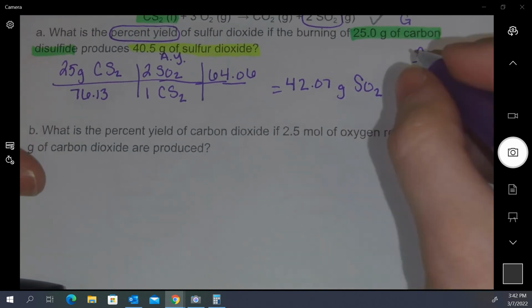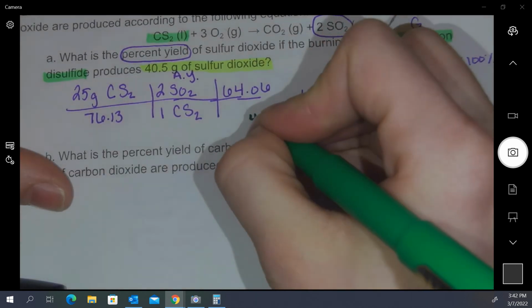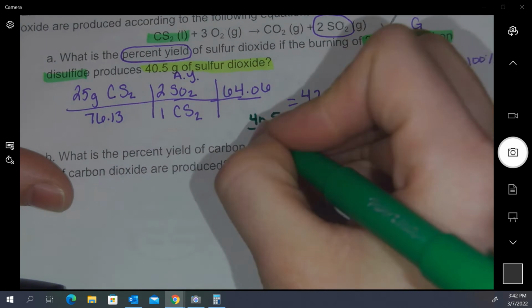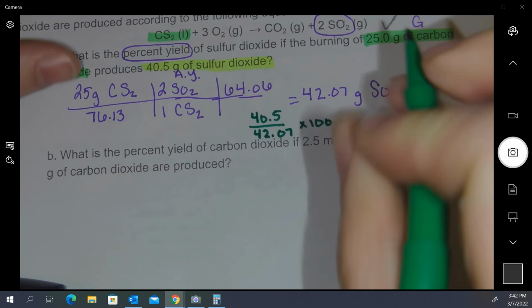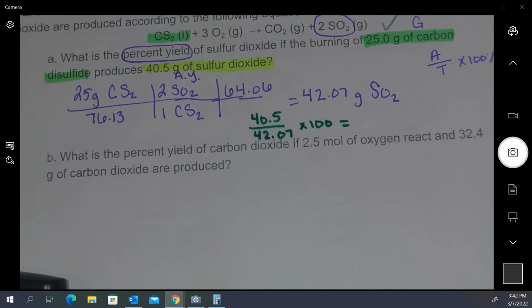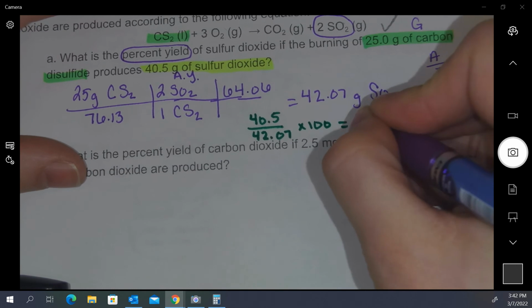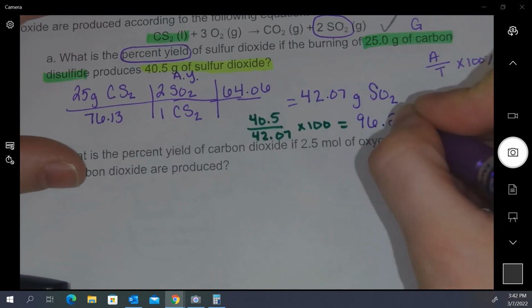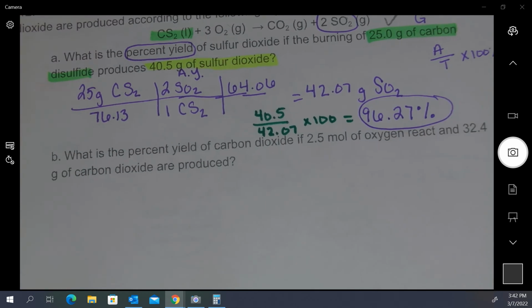So I'm going to take my actual yield, which is 40.5, over my theoretical, which we just calculated to be 42.07. Multiply that times 100. And I get 96.27%. Not too shabby? Okay, let's look at this next one.